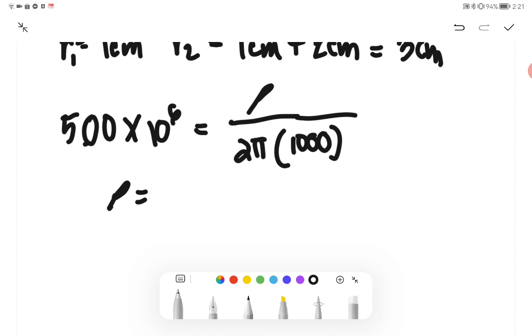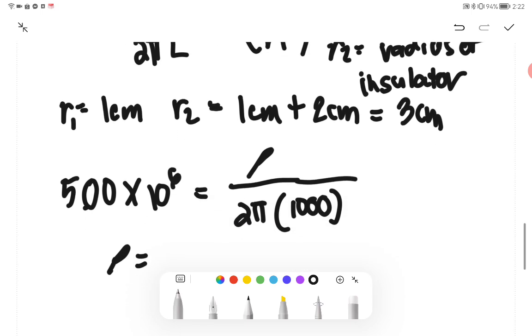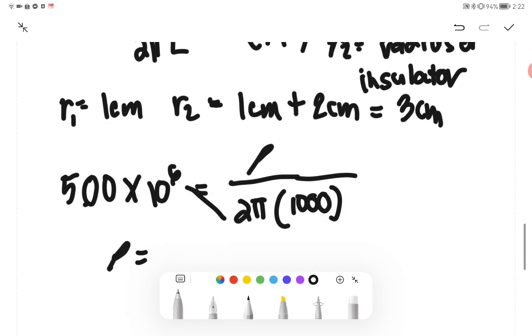The calculator takes so long to do the task. So basically we just cross multiply this one. This will be over 1. So the answer will be 500 times 10 raised to 6 multiplied by 2 pi times 1000. My calculator is taking so long, so let's retry again.